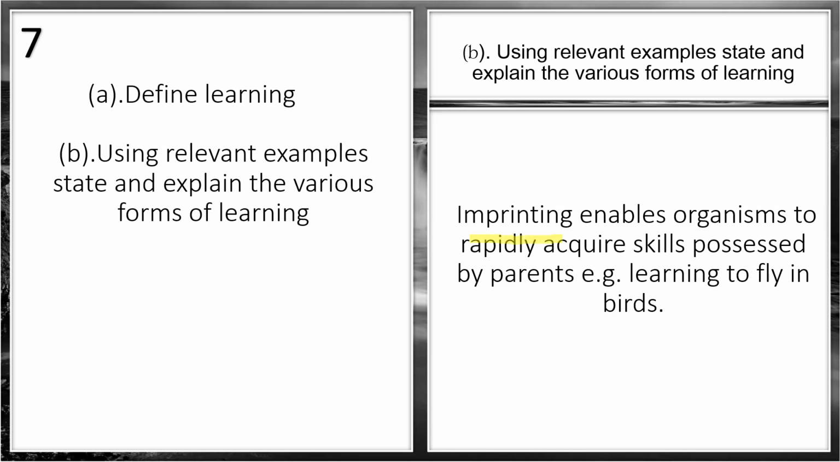Imprinting enables organisms to rapidly acquire skills possessed by parents. For example, learning to fly in birds.